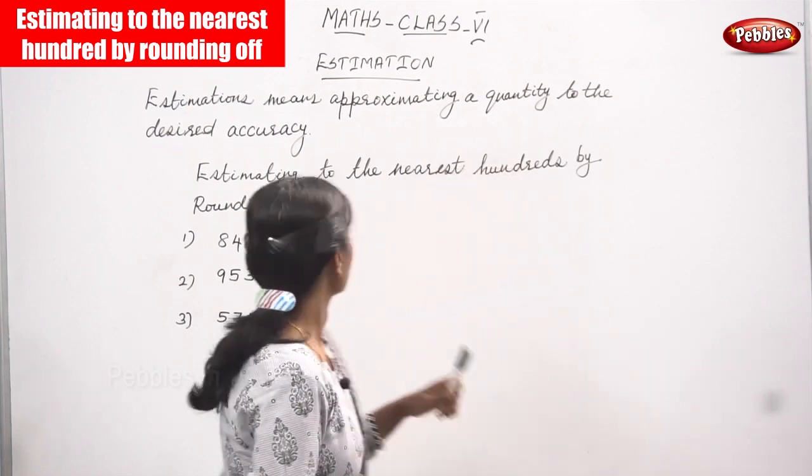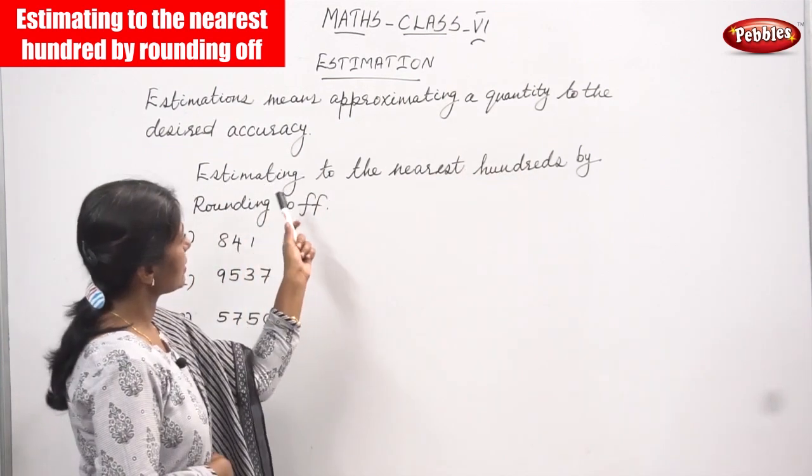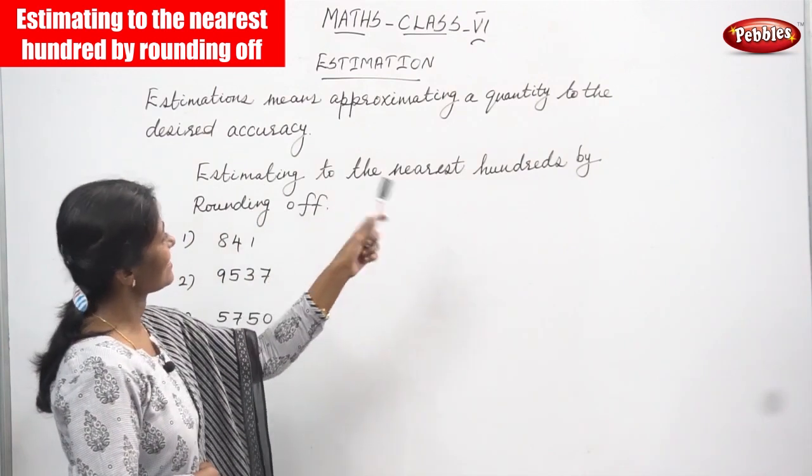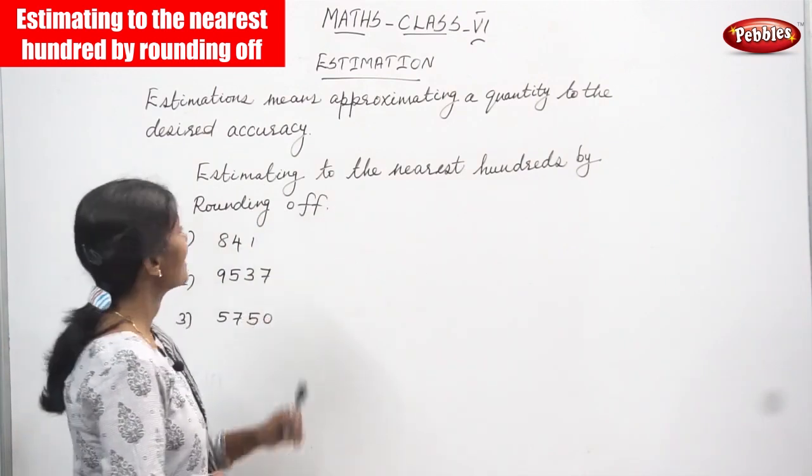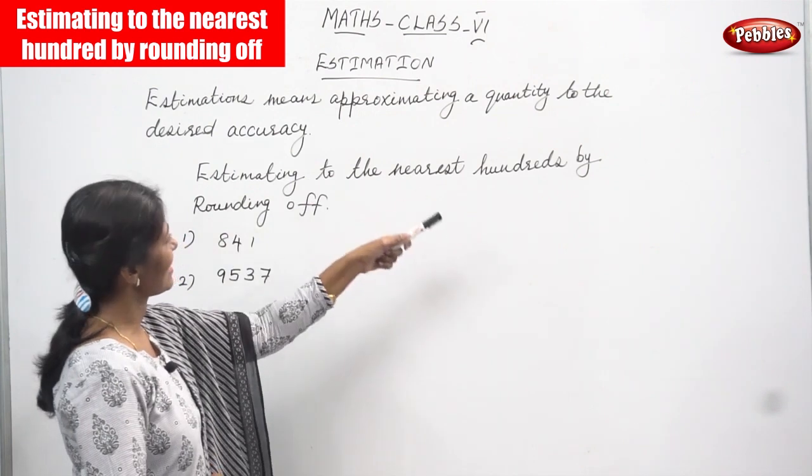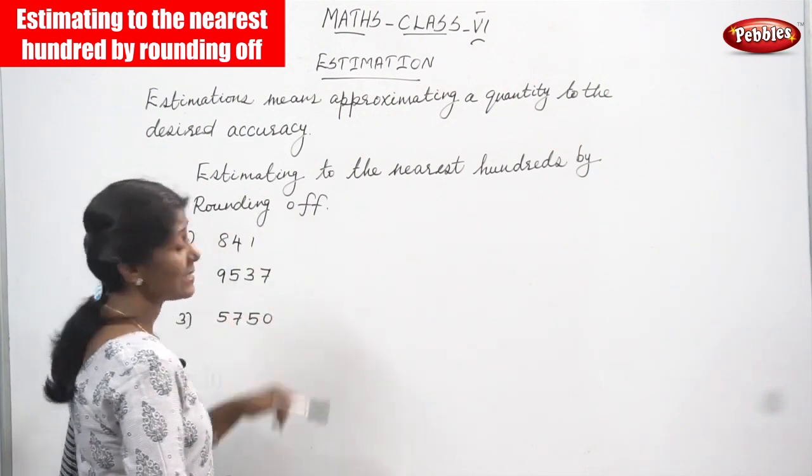Now we are going to see estimating to the nearest hundreds by rounding off. I'll repeat, estimating to the nearest hundreds by rounding off.